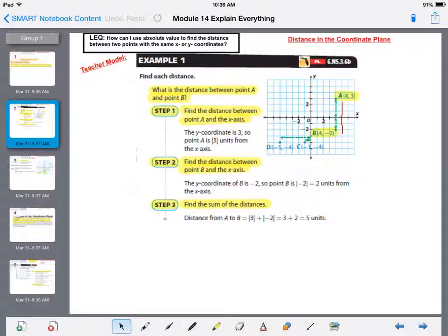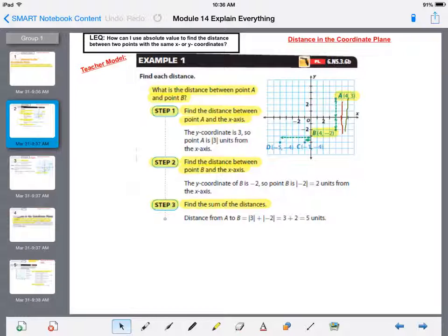I told you guys that simply what you can do is definitely use absolute value as taught by the book. But we can also simply just count the units from A to B. So we're 1, 2, 3, 4, 5. So it's 5 units away.